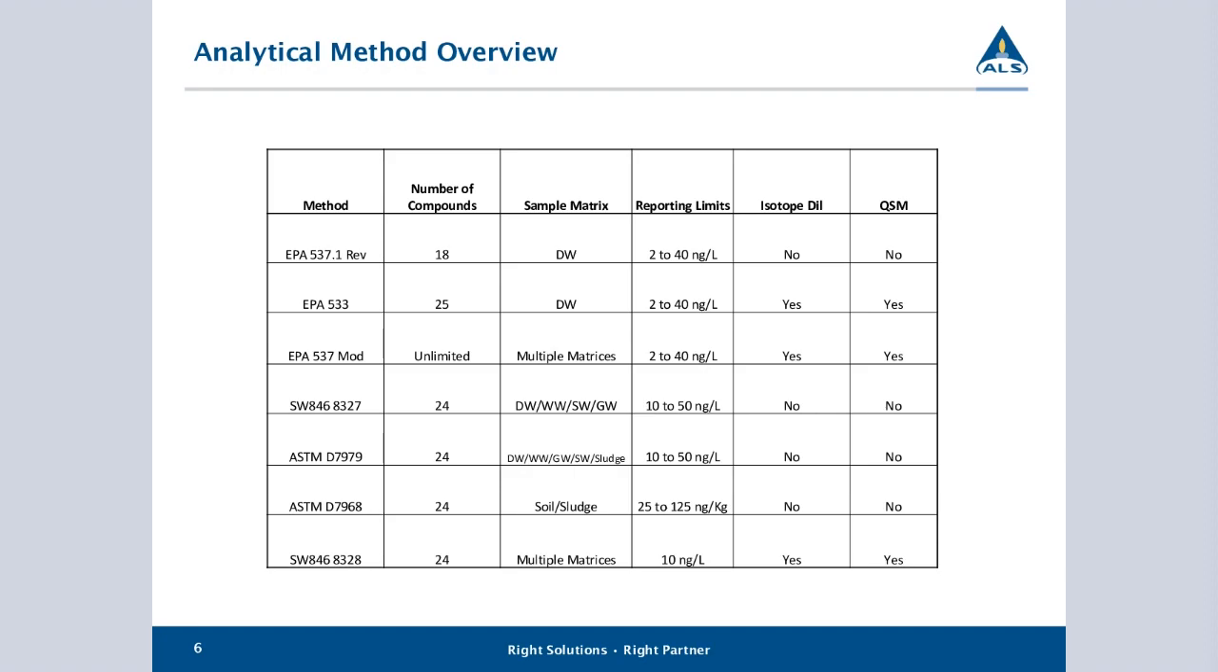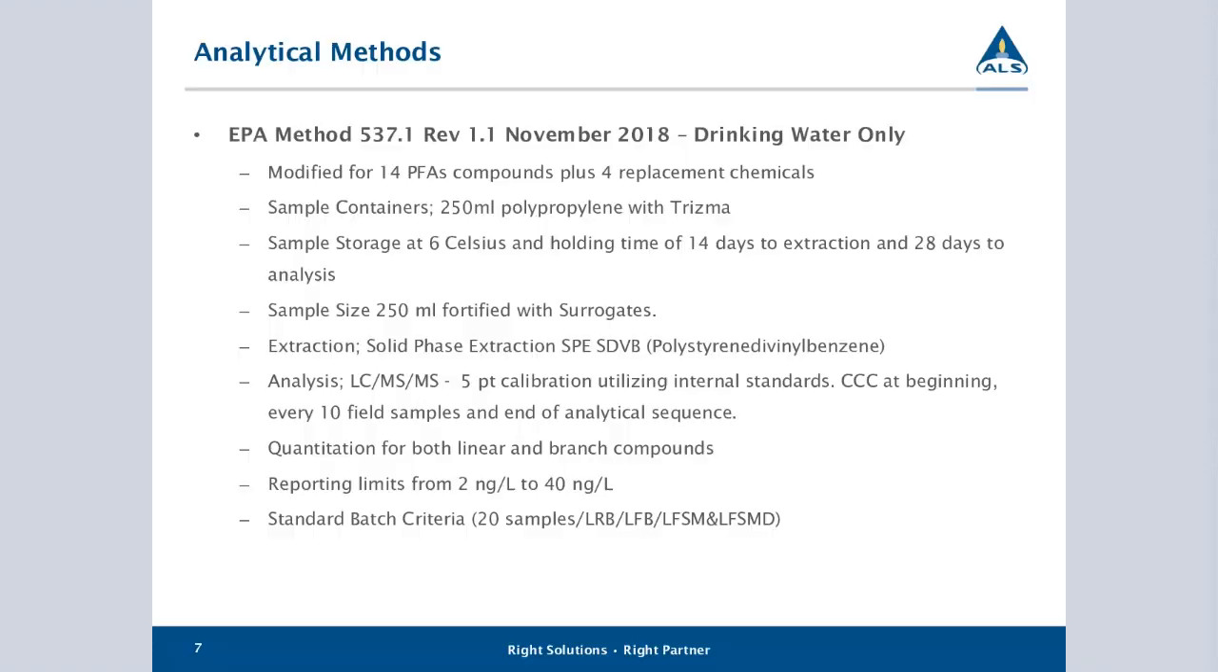And then ASTM 7968, which complements the 7979, is designed for soil and sludge, again with the 24 compounds. And then, of course, you have the 8328, which is still in draft form, 24 compounds, again designed to handle multiple matrices, has a target reporting limit. It hasn't really come out yet, and will use isotope dilution and QSM and follow the QSM methodology.